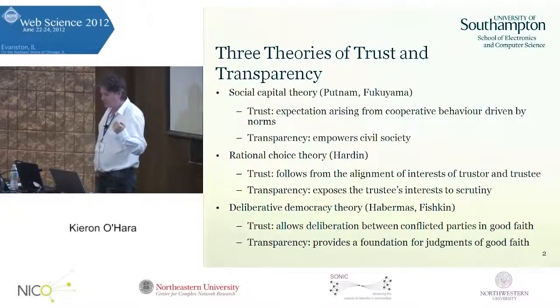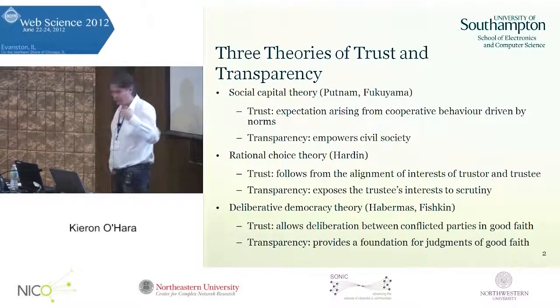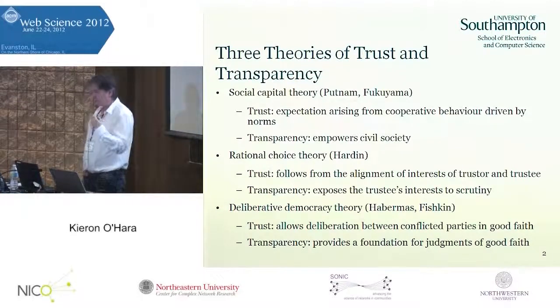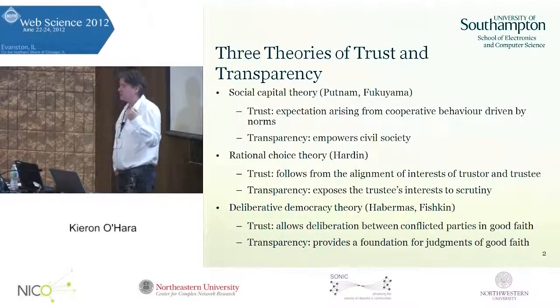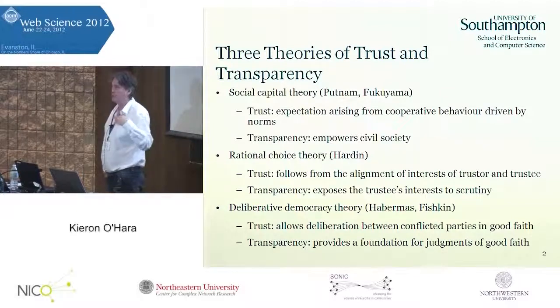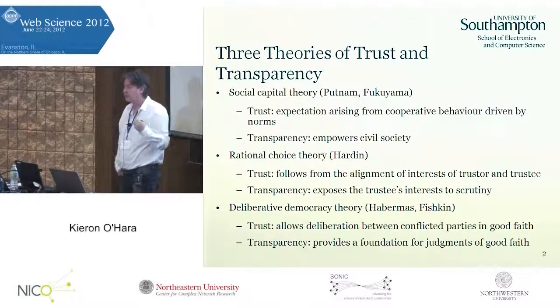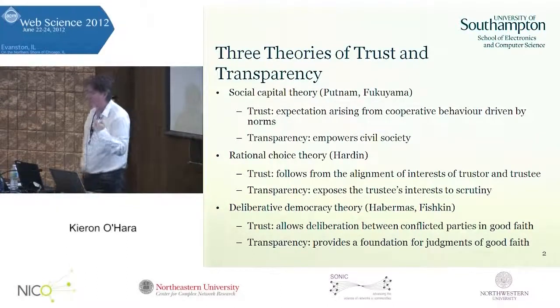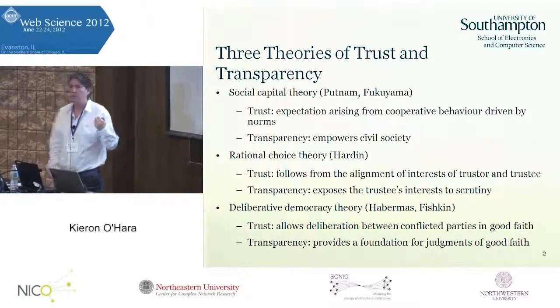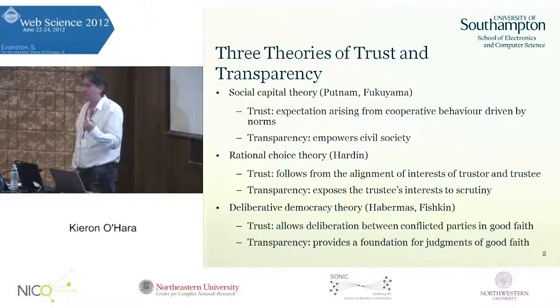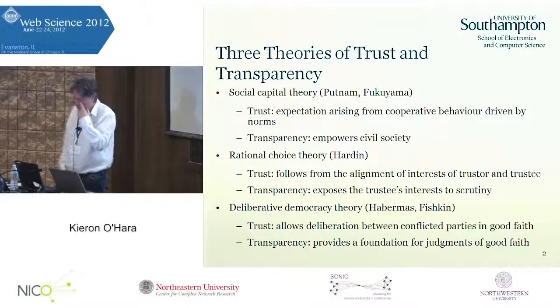And how does open data fit into that sort of area? Well, three ways really. Open data provides three types of information that can be useful in promoting trust in the eyes of all three of these theories. So the first one is it provides information about government, so we can see what governments do, why they do them, and hold them to account as a result.